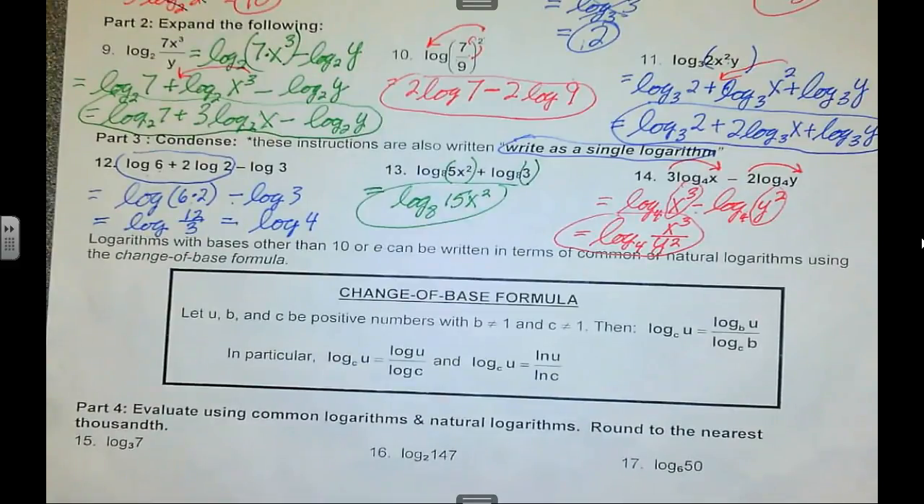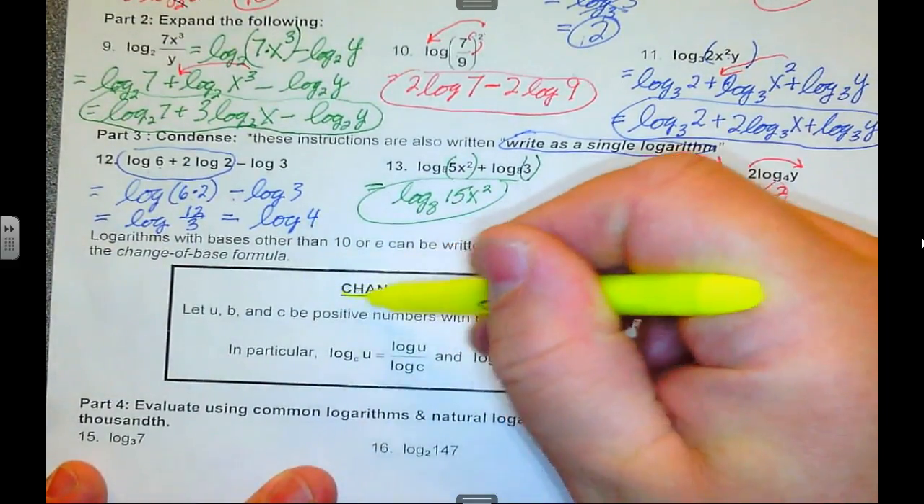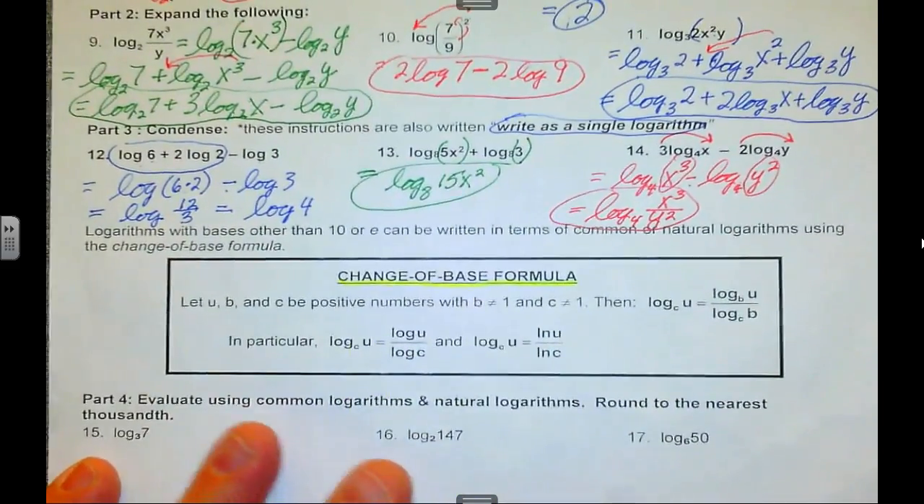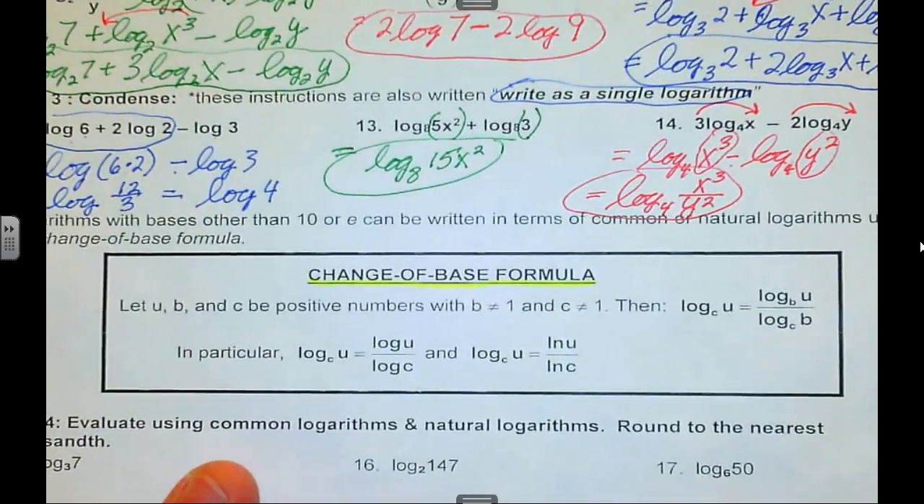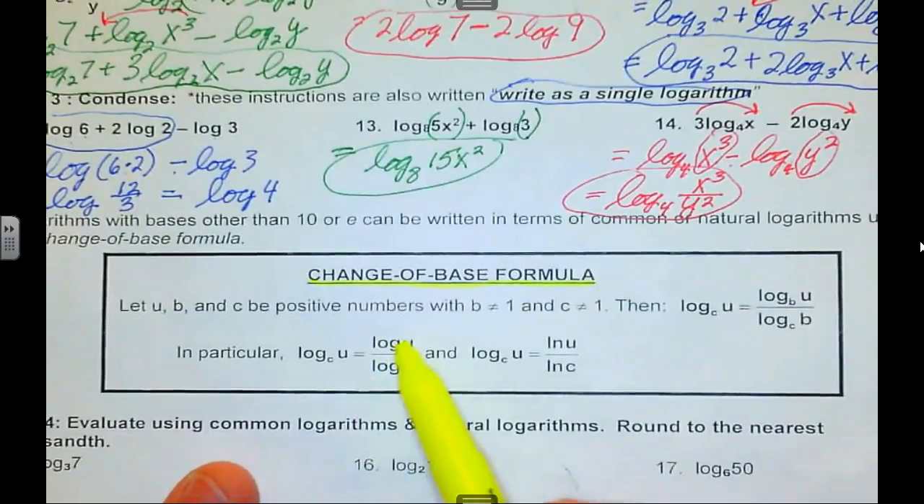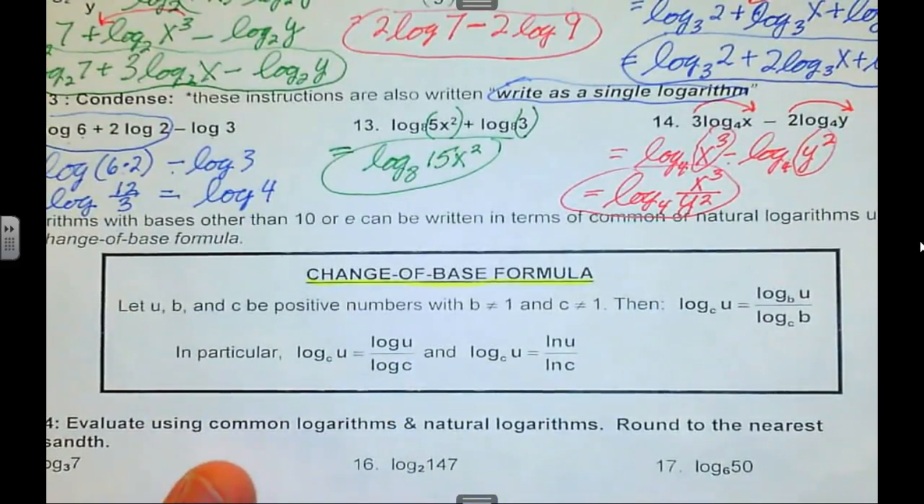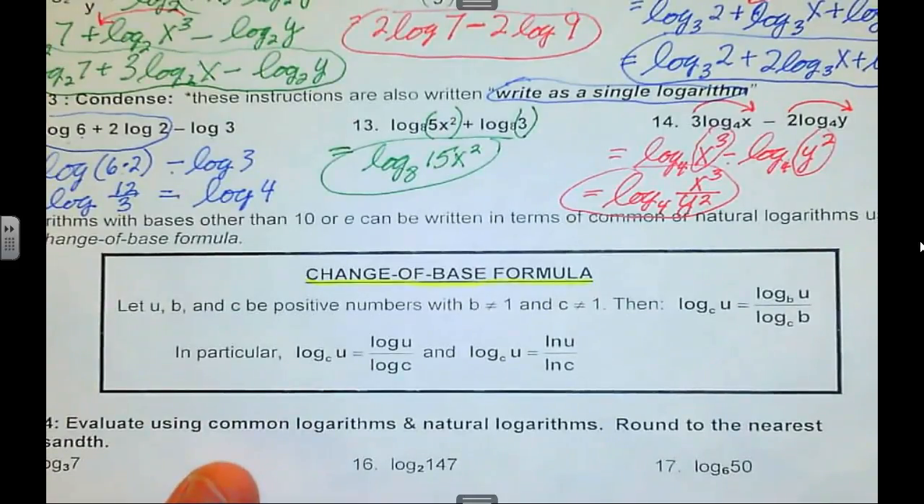So I'll read it to you, but it will make more sense when we do problems. If I have log base c of u, I can put the log of u on top and the log of c on the bottom, automatically changing them to the common log, and I don't have to convert anything to base 10. Okay? Same thing, or I could use the natural log, either one.